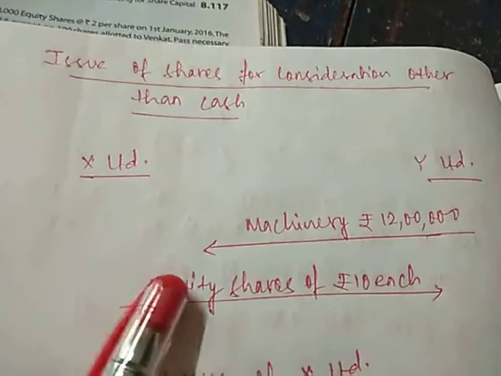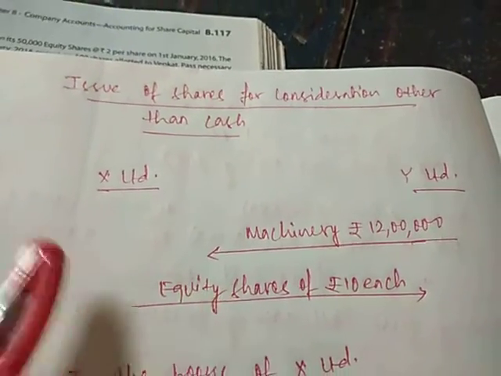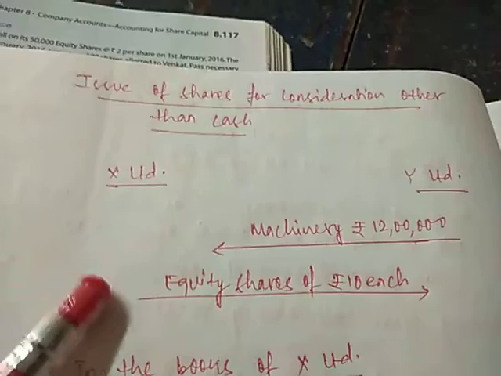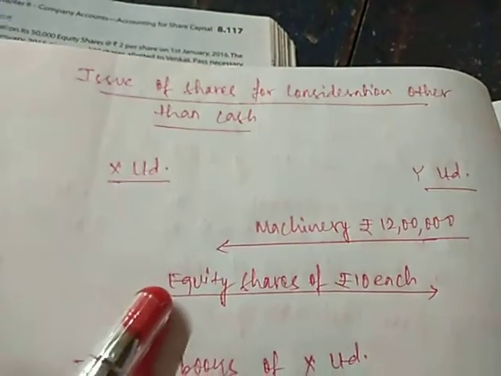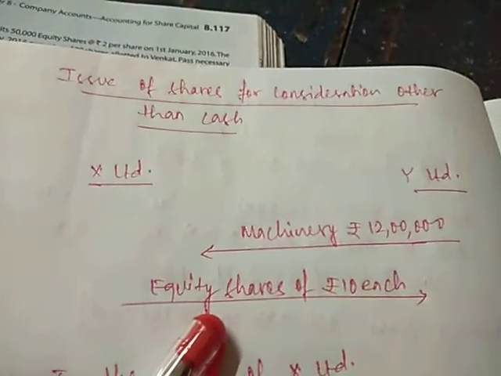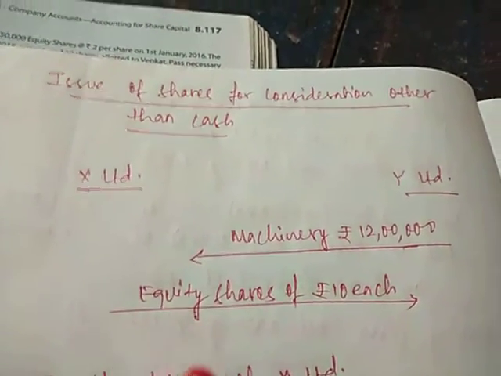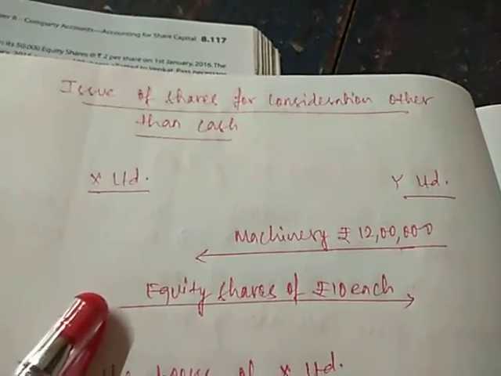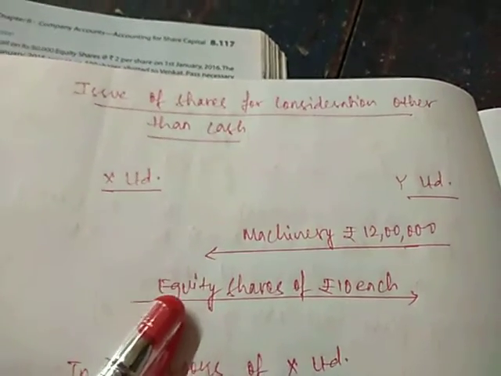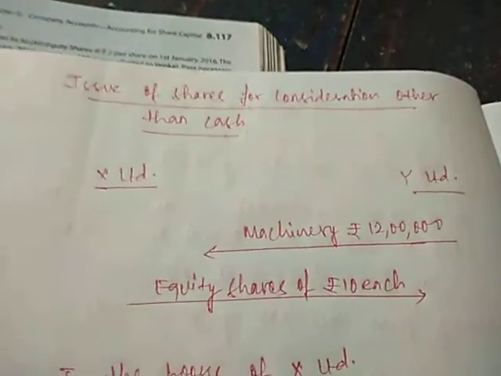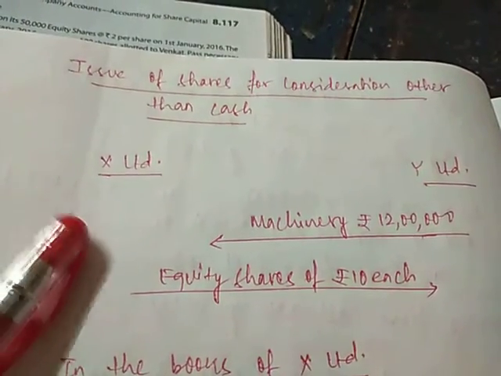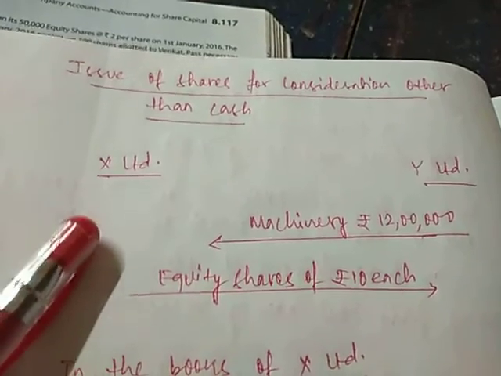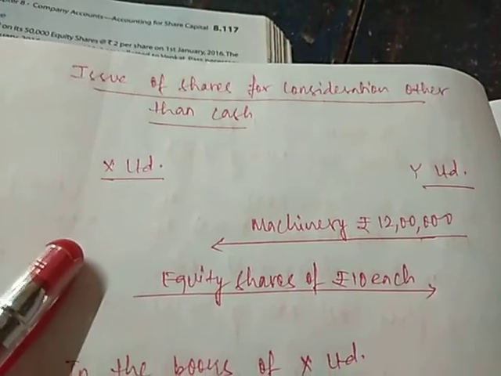X Limited will be getting a machinery here from Y Limited. So X Limited has purchased a machinery of value rupees 12 lakh, and in lieu of that X Limited has issued equity shares of rupees 10 each to Y Limited. So by obtaining machinery of 12 lakh, the payment is not made in cash, it is made through equity shares of rupees 10 each. Now here the purchaser is X Limited, because X Limited has purchased machinery from Y Limited and it has issued shares in place of providing cash.